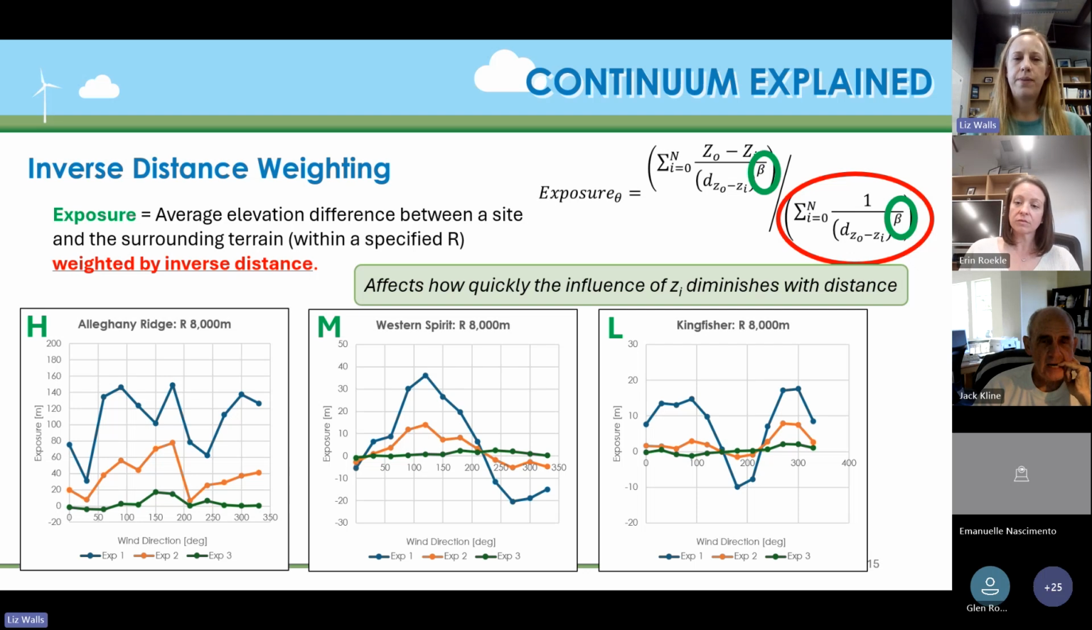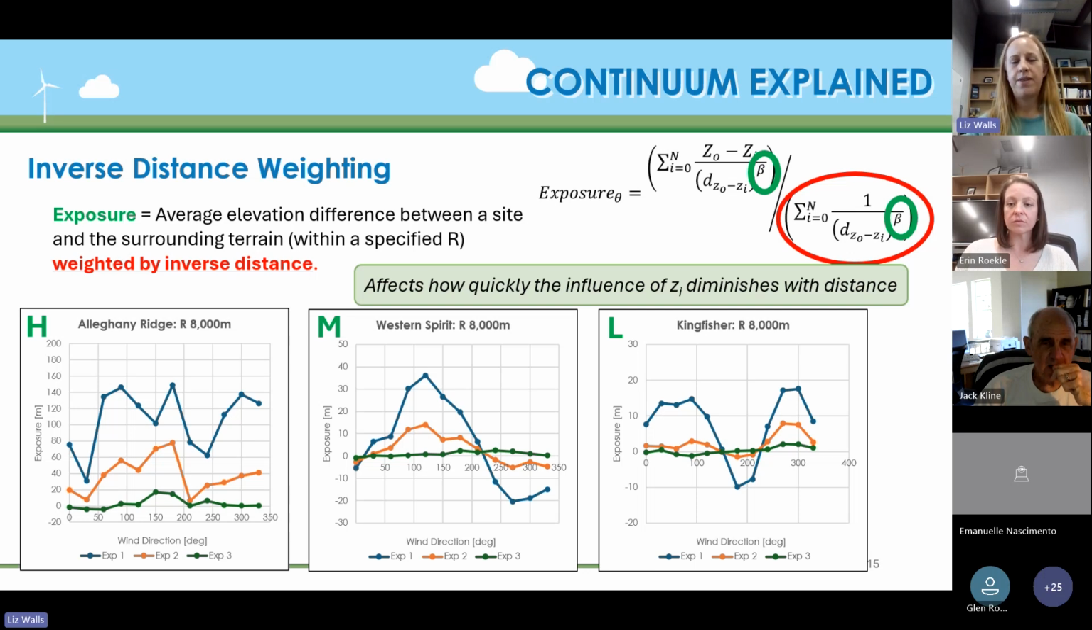Here are the results from that moderately complex site, Western Spirit in New Mexico, and we're seeing a similar thing. This is an interesting site. Now we have positive exposure from around 120 degrees, and then we have negative exposure from westerly flow around 270 degrees. A negative exposure means that the terrain in that direction sector is generally higher than your site of interest.